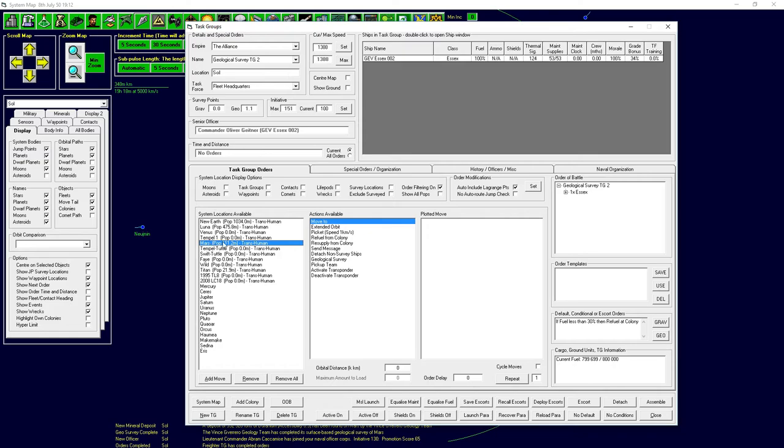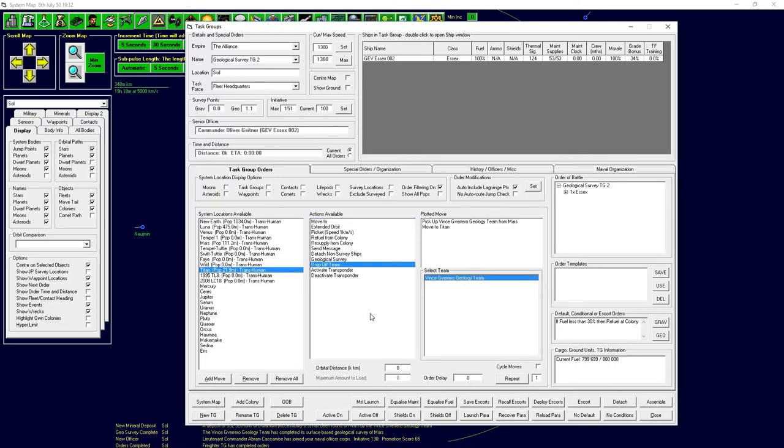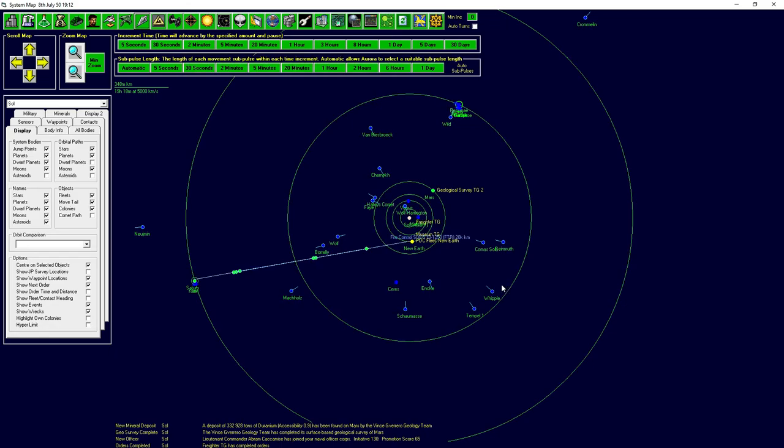And you are at Mars, and I want to pick up this team. And our next destination, we did Earth, Luna, Mars, and that means Titan. Move to Titan, drop off the team. And you can go do that.